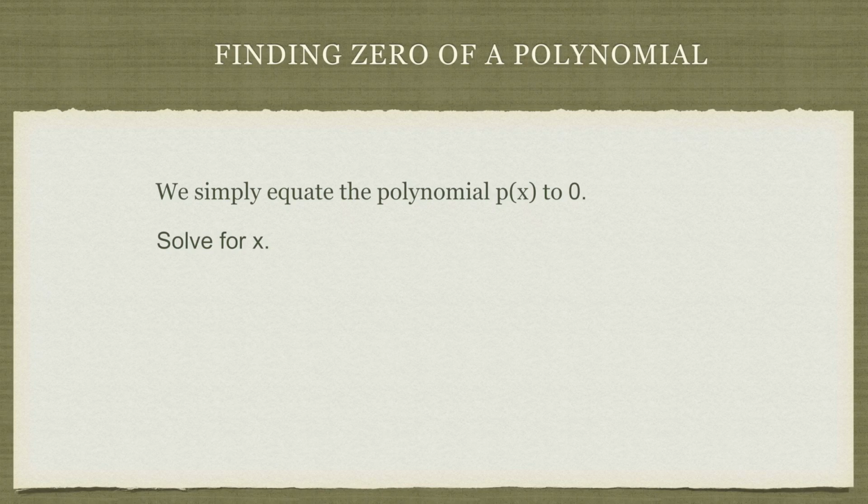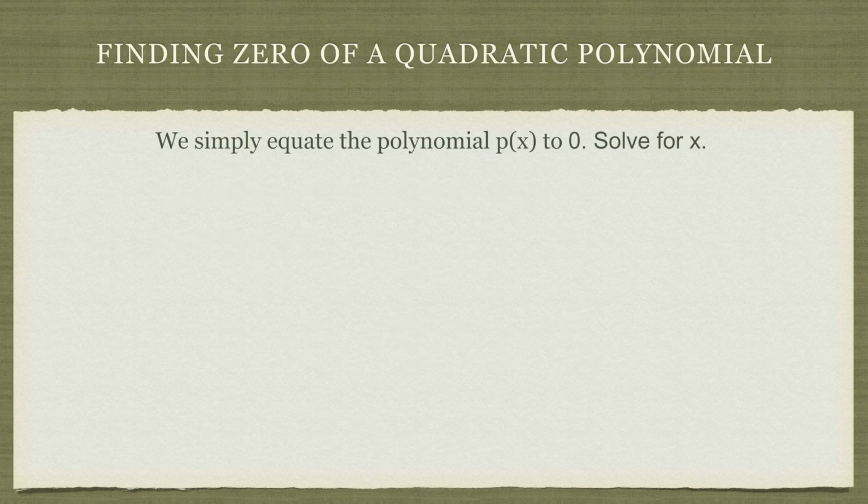polynomial? We know that we simply equate the polynomial p(x) to 0 and solve for x. That is how we find out the zero of any polynomial. Now let's specifically find the zero of a quadratic polynomial. It will be exactly the same way. We simply will equate the quadratic polynomial to 0 and solve for x.